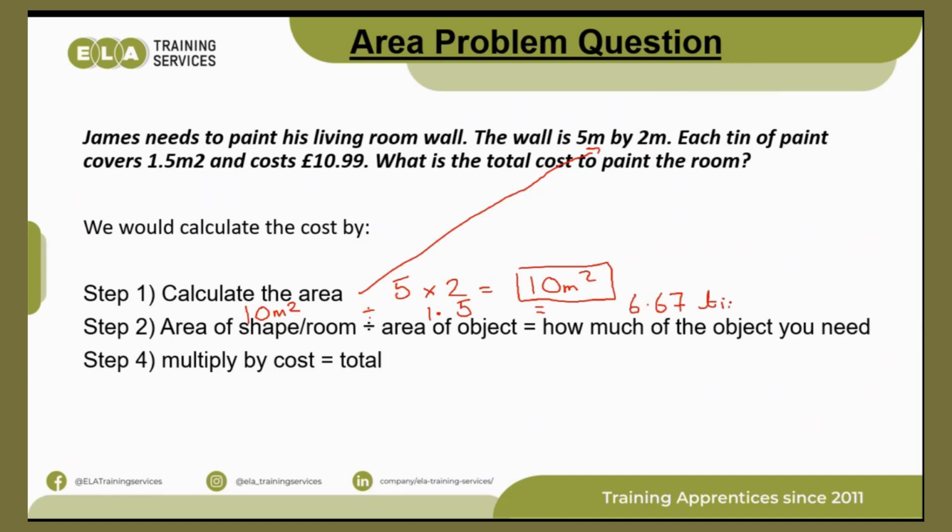Now we know we can't buy 6.67 tins, so we're going to round to 7. Then he'll have some left over. And then we're going to multiply the cost, so 7 multiplied by £10.99, and that brings us to £76.93. And there is our problem question done.